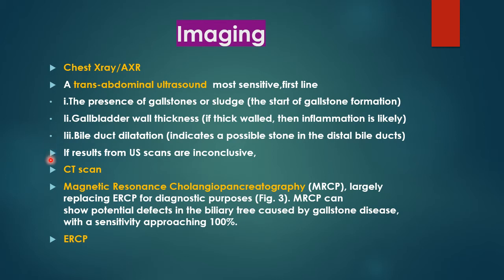If ultrasound scans are inconclusive, then you may want to do an MRCP and ERCP, especially so if the patient is jaundiced. A CT scan may have to be done sometimes if ultrasound is not helpful. So CT scan with MRCP will be able to give you the diagnosis if ultrasound is not helpful.